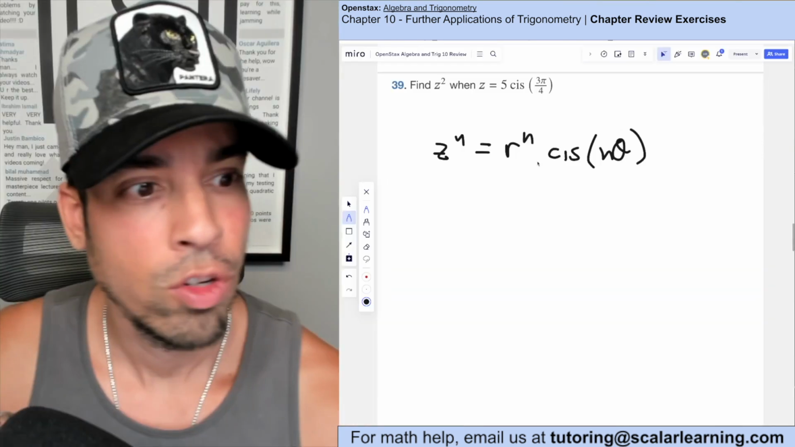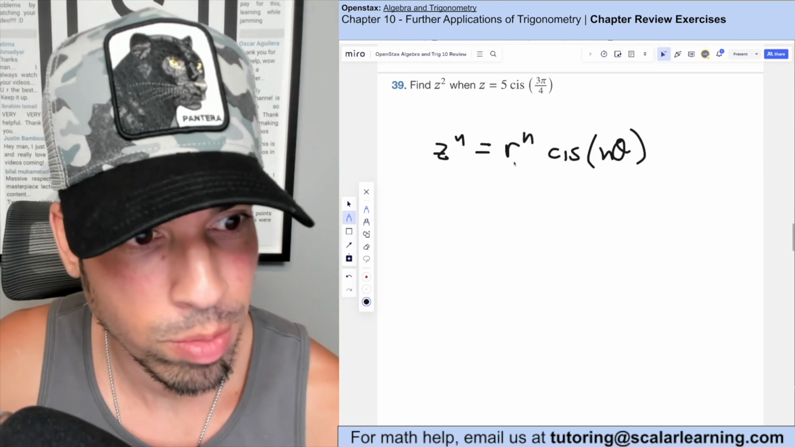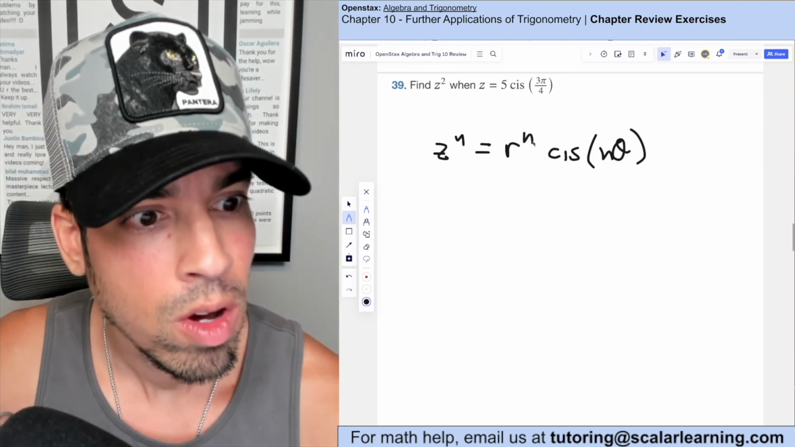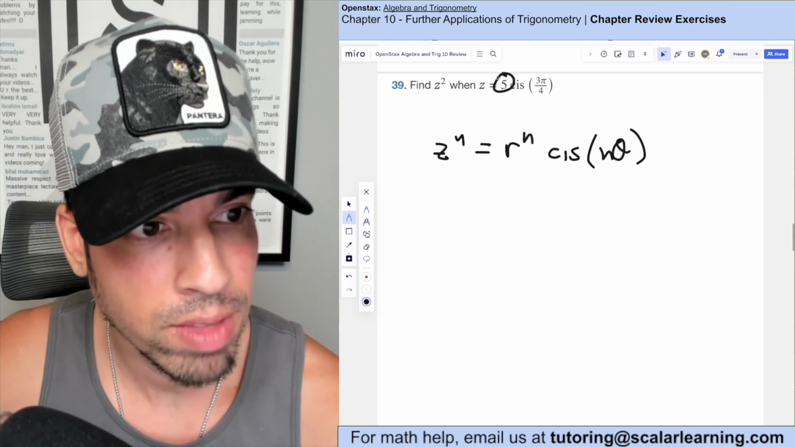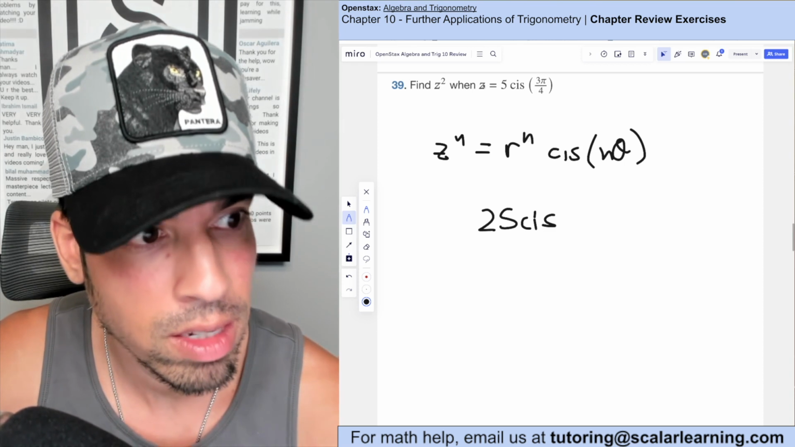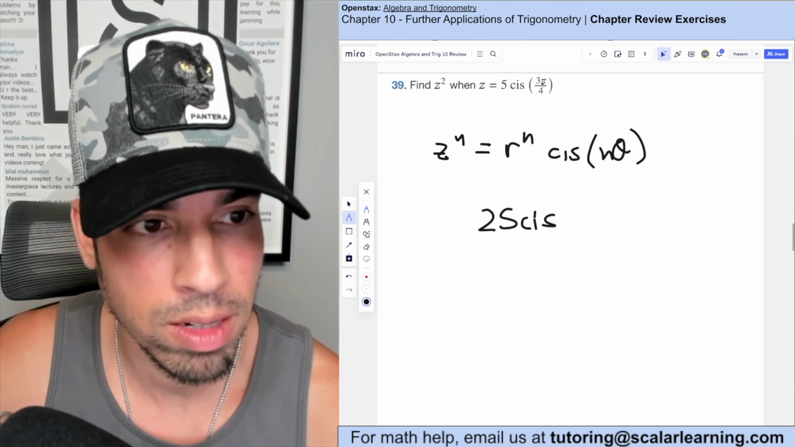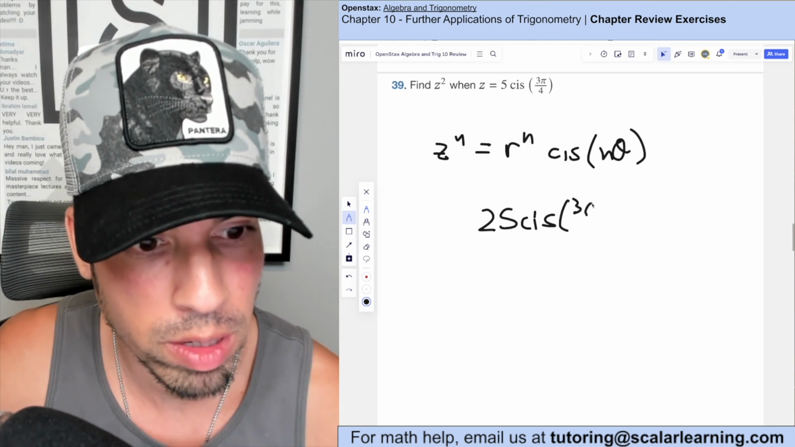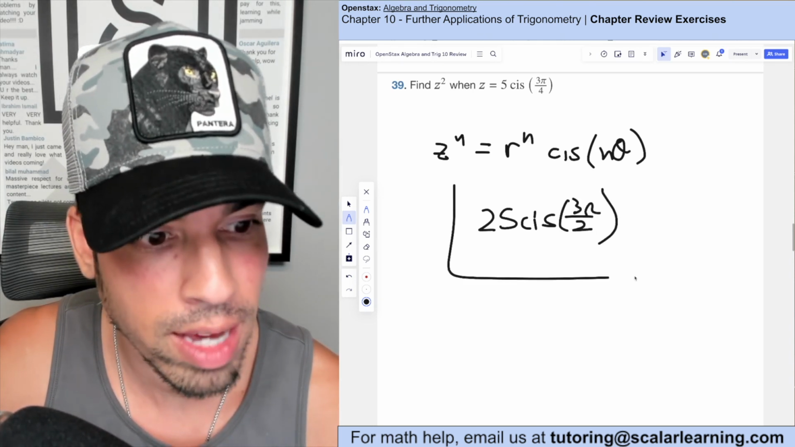Boom, done. So for this one, the formula when you raise it to an exponent is r to the n, cis n times theta. So r to the n is 5, that's our r, to the second power, which is 25, and then cis, and then again it's 2 times this theta, 2 times 3 pi fourths, which is going to give us 3 pi halves. So that's how you do it.